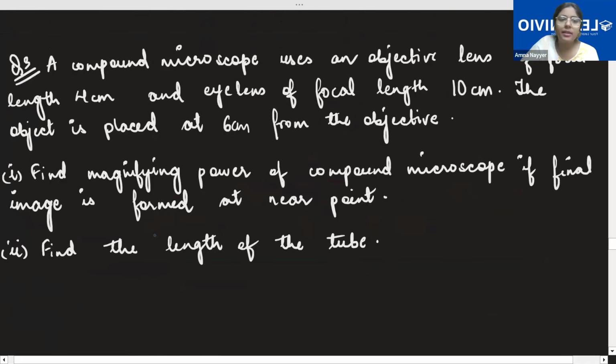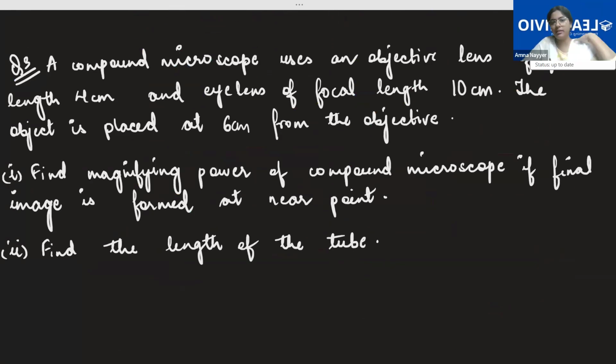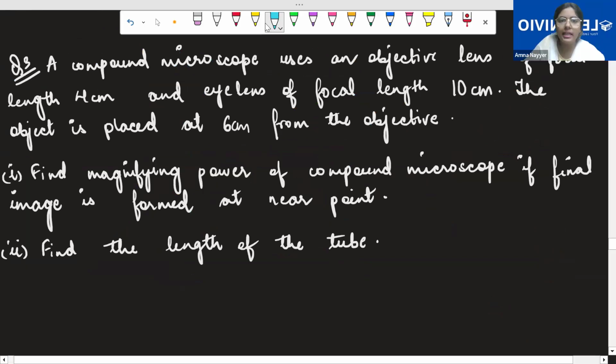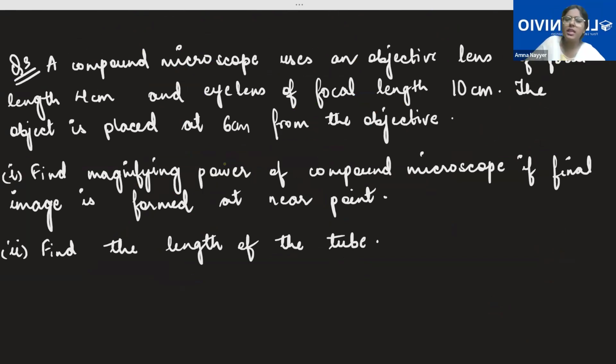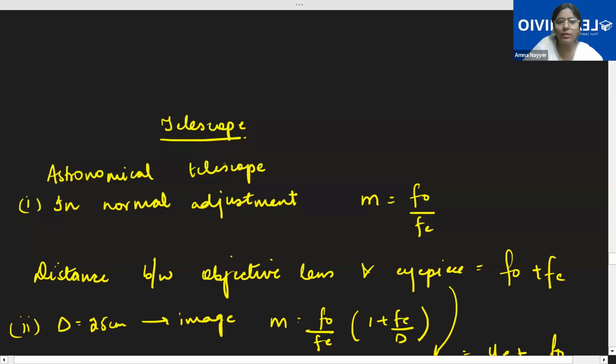One more question. This says that a compound microscope uses an objective lens of focal length 4 centimeters and an eye lens of focal length 10 centimeters. So the focal lengths FO and FE are both given. UO is also given. Same kind of question as in class. I hope by now you'll be able to do it.